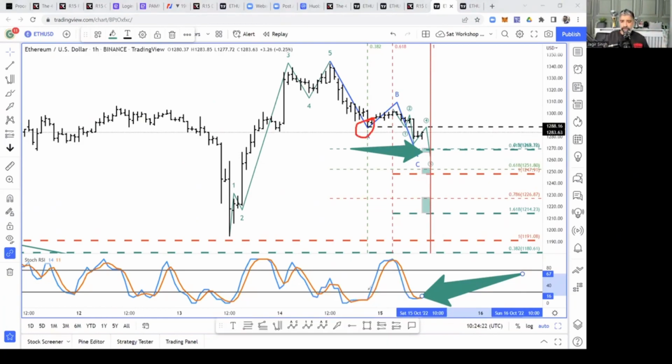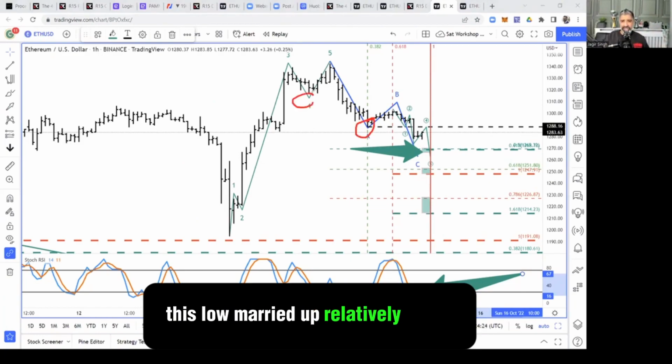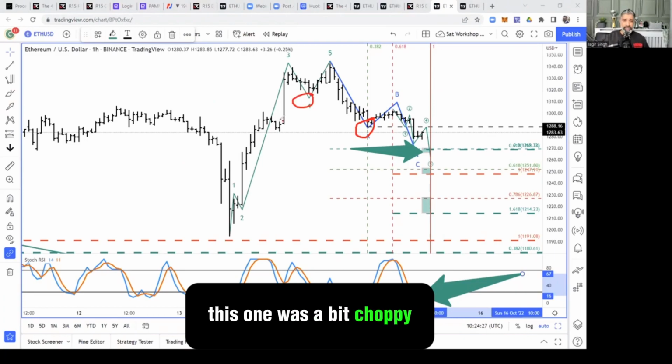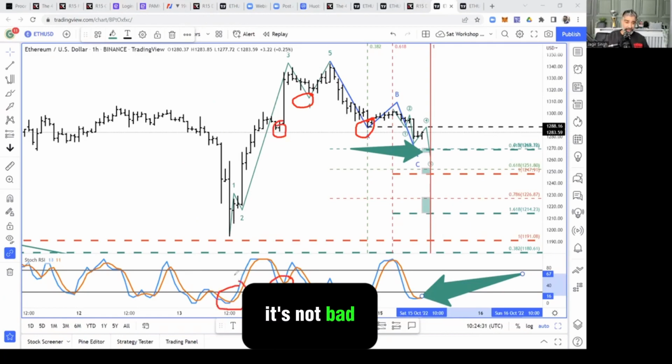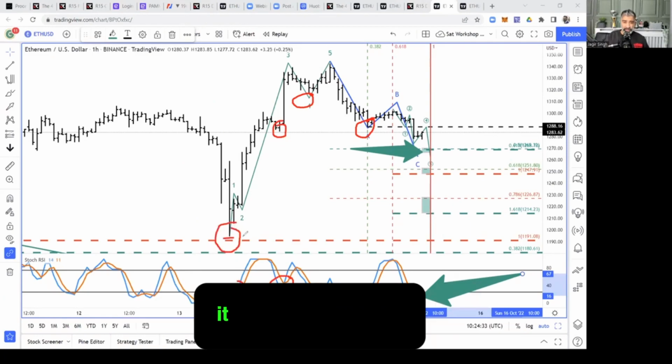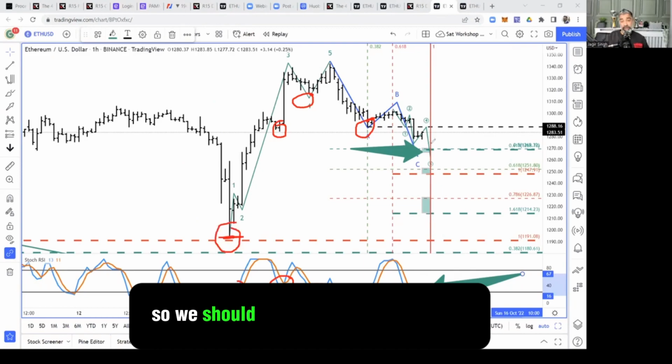This low and this low married up relatively nicely. This one was a bit choppy, but I'm just looking at how good this indicator is at marrying up the bottoms. It's not bad. Like when the blue line goes over the red, it's pretty much in line. So we should see some type of reaction.